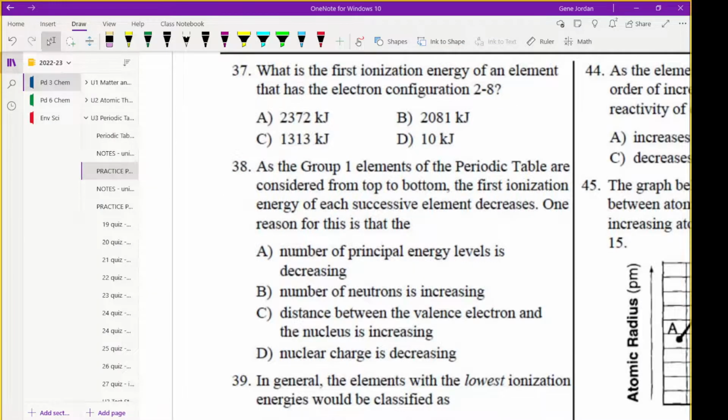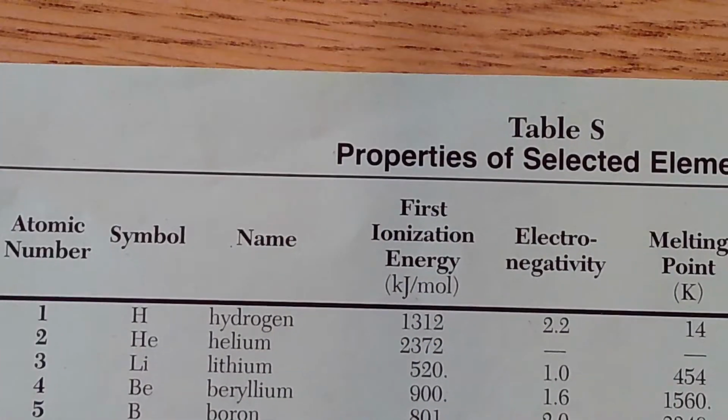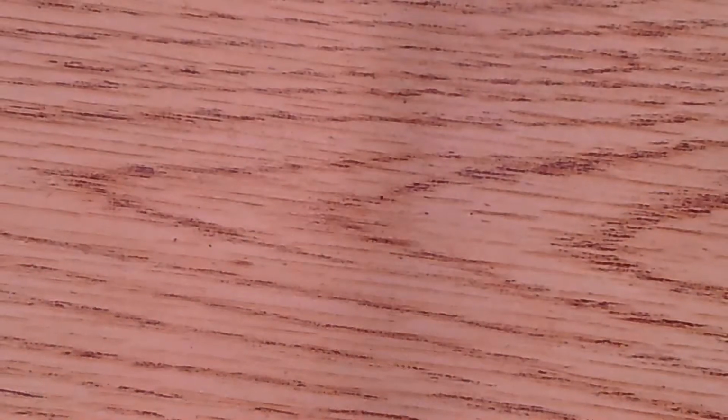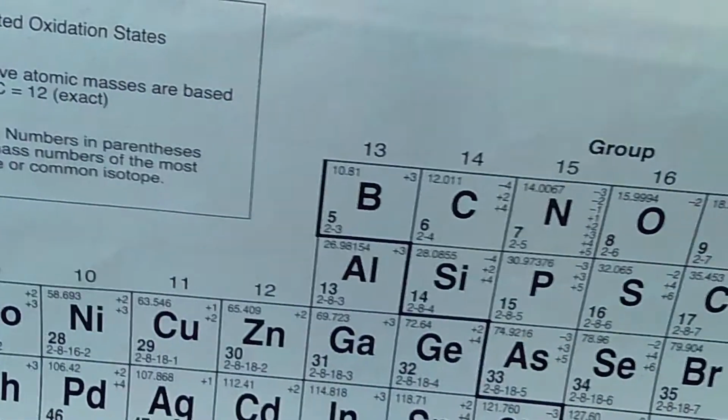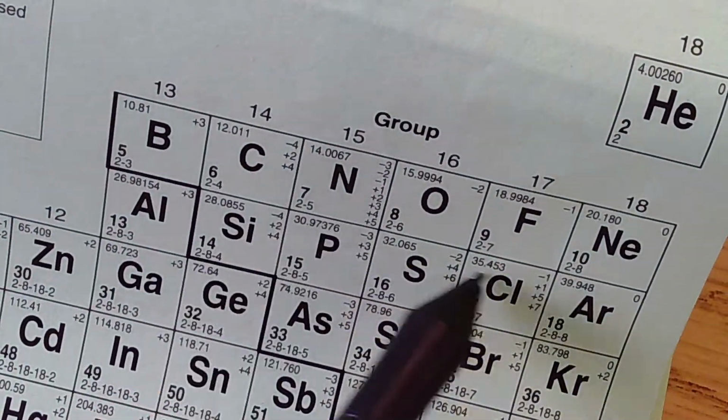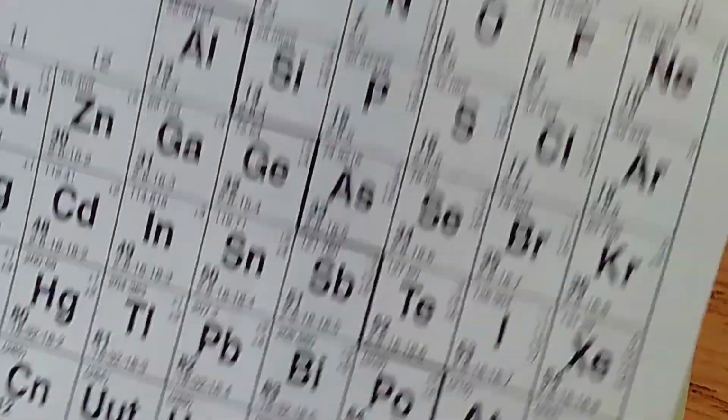I'll be right back. All right, let's move on to the next page. This is page 24, and the first question that we'll work on is 37, and we'll be working again through the odds, so you have a chance to work on some evens on your own. What is the first ionization energy of an element that has an electron configuration of 2,8? So you can use your reference table and go to the periodic table and find an electron configuration 2-8, and you'll see it at the very end. And just slide that over. Again, electron configuration 2-8.